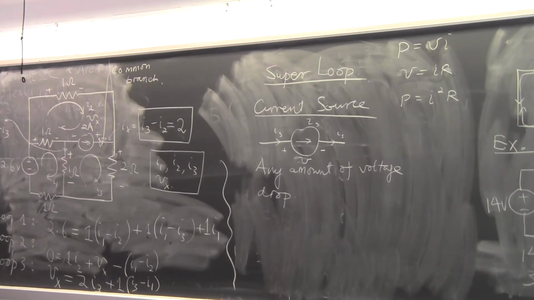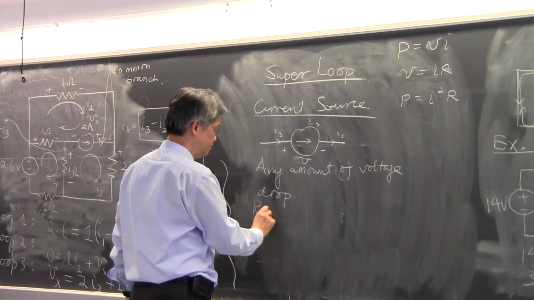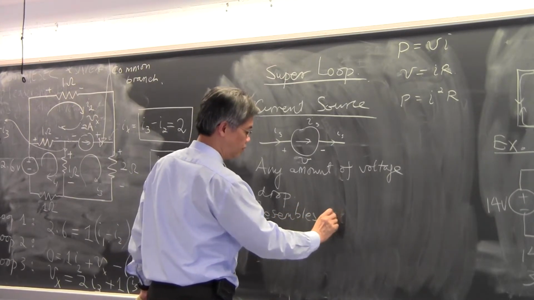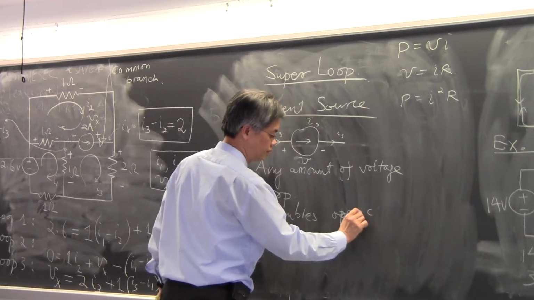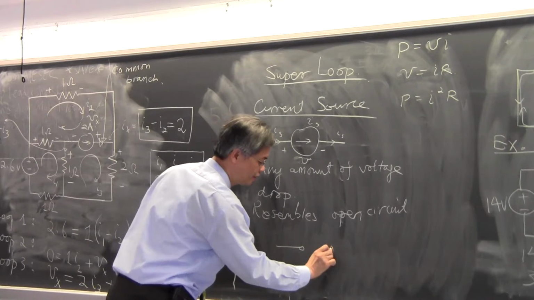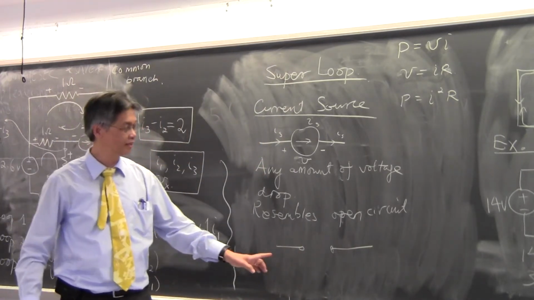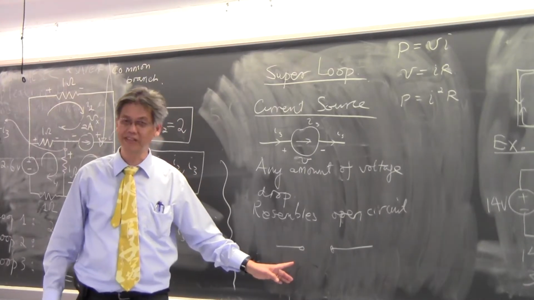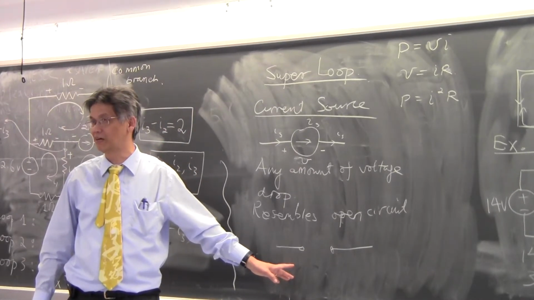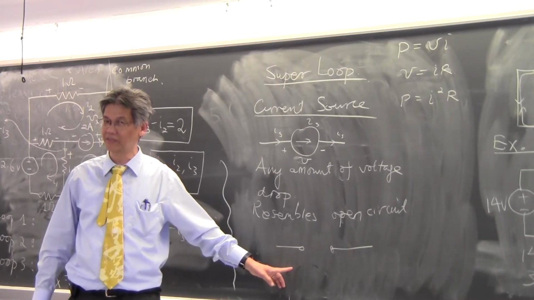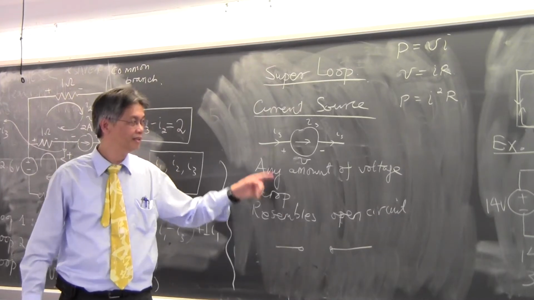So in that sense, it resembles an open circuit. It is almost like that circuit over there, except that a fixed amount of current can jump across this gap. This open circuit can take any amount of voltage drop across it, but the current that passes through it is 0. That's what an open circuit is.